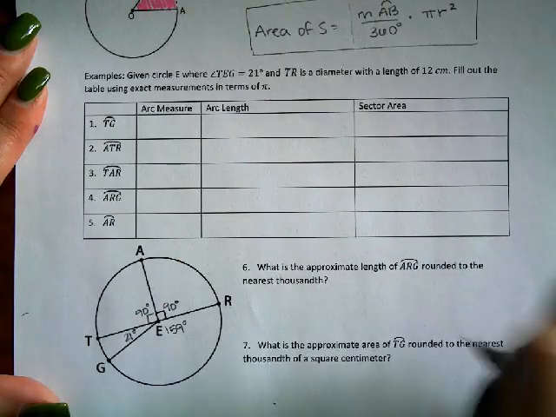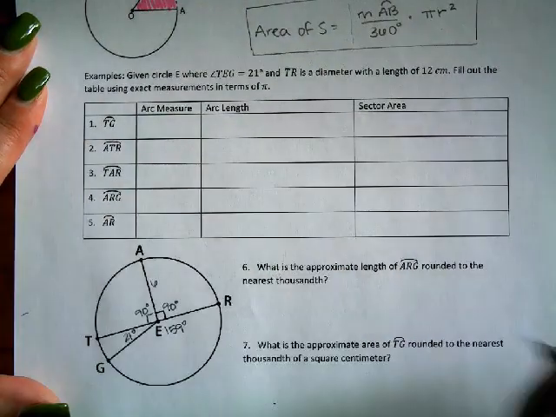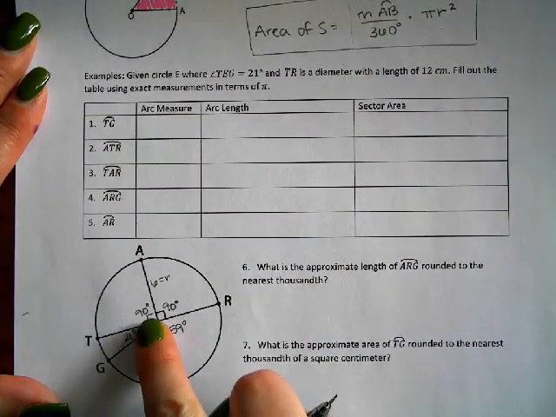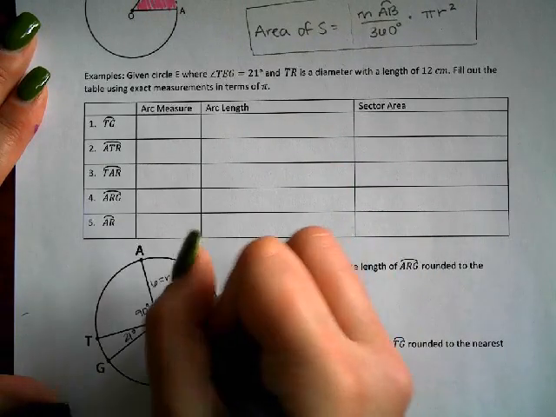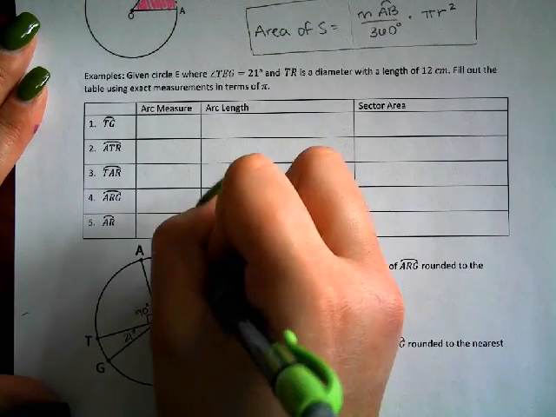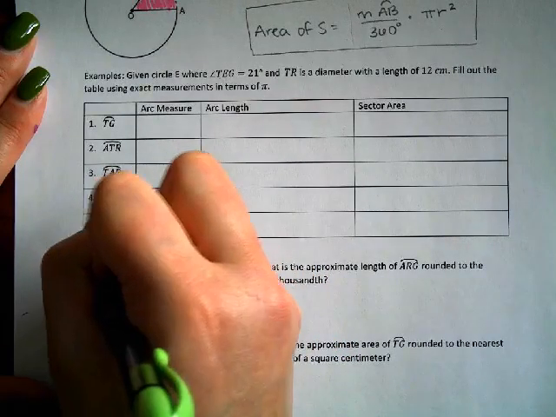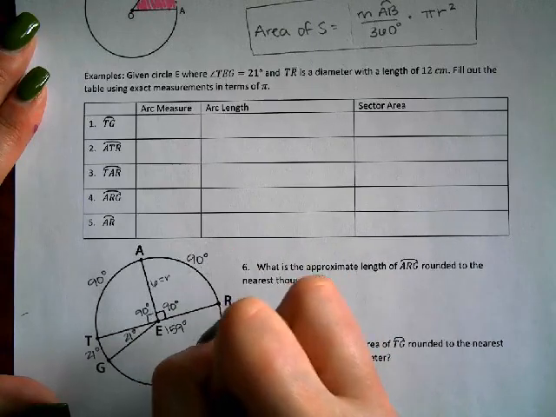All right. I'm going to go ahead and label that the radius is 6. And then I'm going to mark what each of my arc measurements are. We remember that central angles and the arc measurements are the same. So the central angle is 90, that means the arc is 90 degrees. 90, 90, 21, 21, 159, 159.